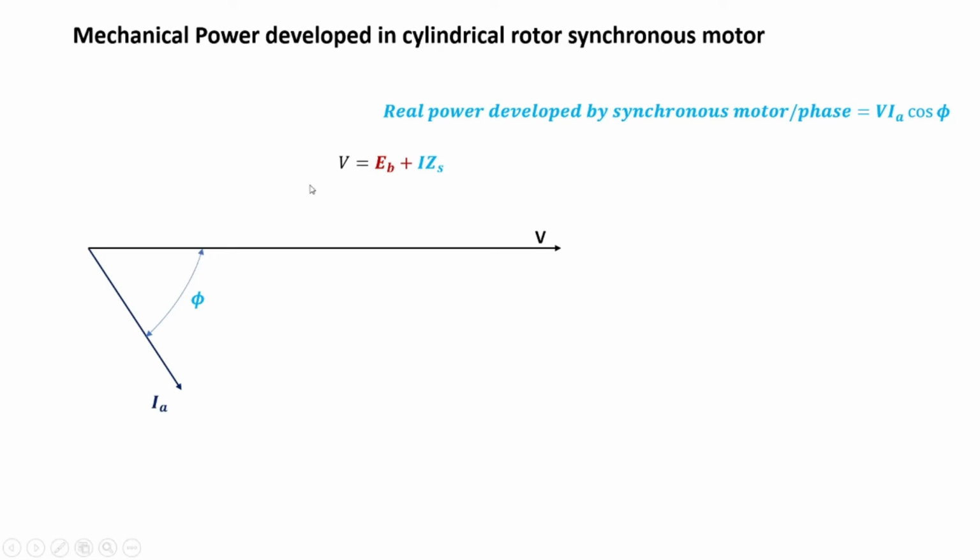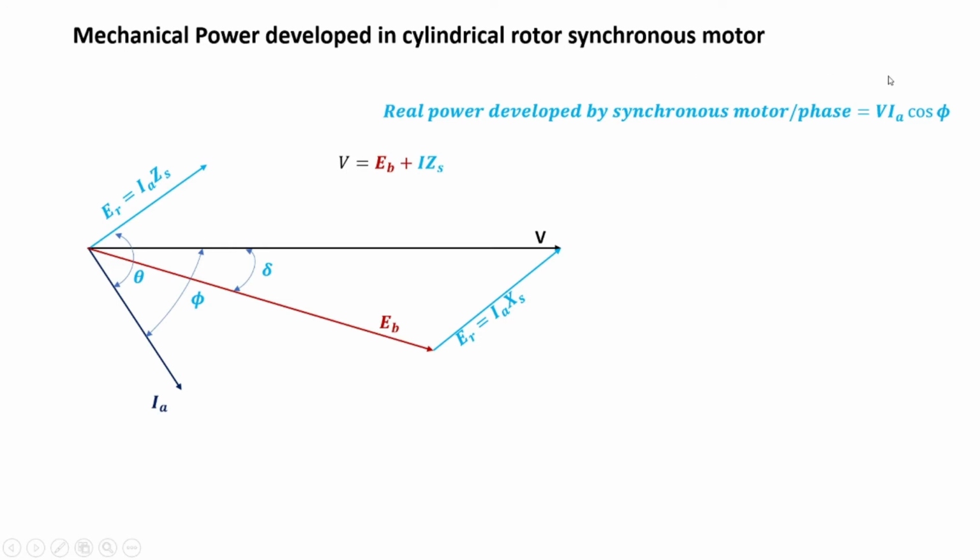In order to obtain the back EMF EB, we need to subtract the Ia into Xs drop, which leads the armature current by 90 degrees, from this voltage phasor. This phasor, Ia into Xs, leads the armature current exactly 90 degrees, and this is the back EMF. The angle between V and EB is the load angle or power angle delta.